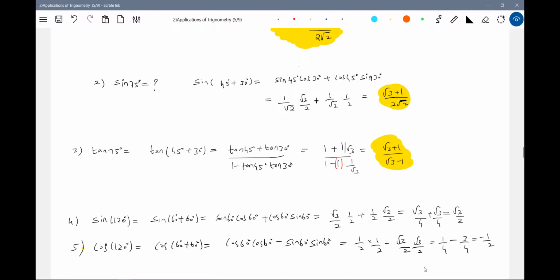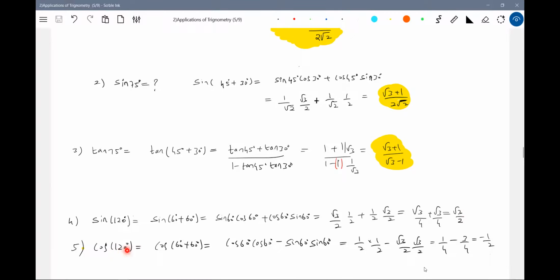Now, this one. Sine of A plus B: sine A cos B plus cos A sine B. Let's substitute the values. Sine 60 is root 3 by 2, cos 60 is 1 by 2, cos 60 is 1 by 2, sine 60 is root 3 by 2. Solving will end up here.